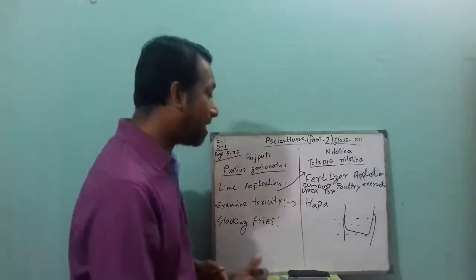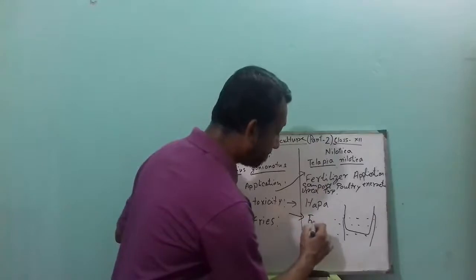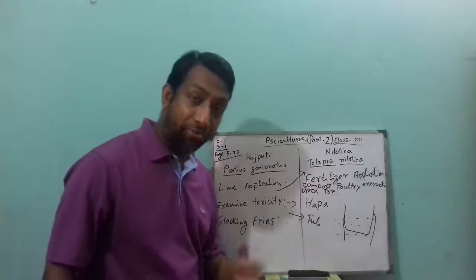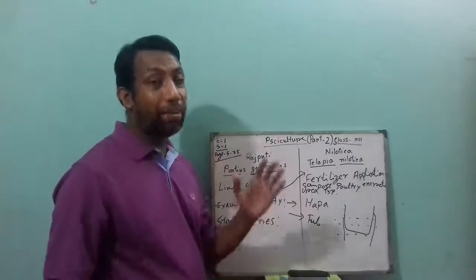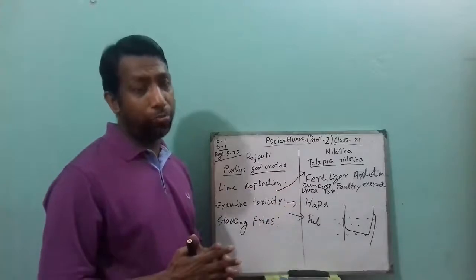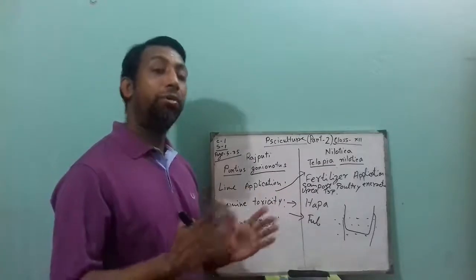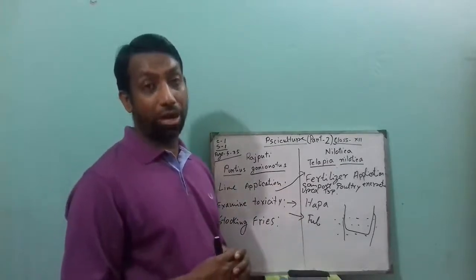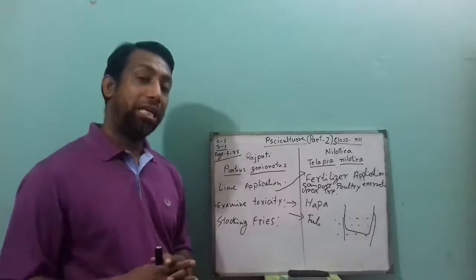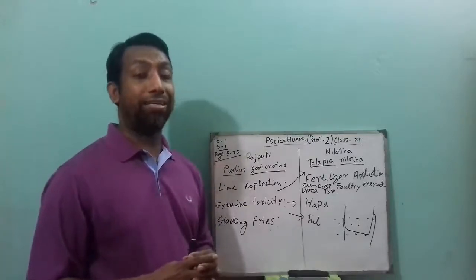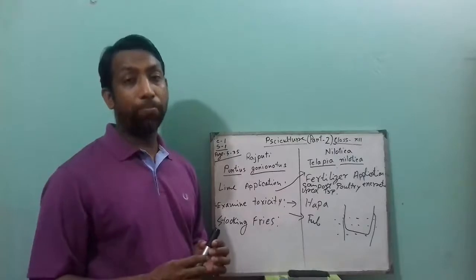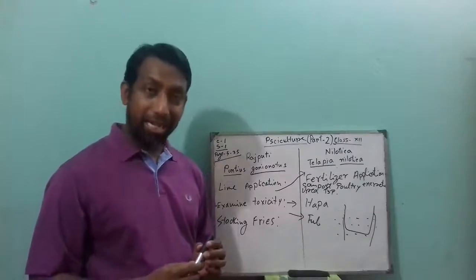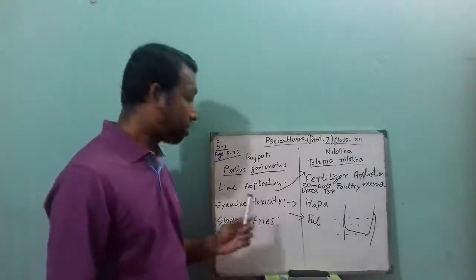Another method is to use a bucket or a tub. Take some water from the pond in the bucket, leave it at room temperature, and put some fries in that tub for about 24 hours. After 24 hours, if you observe that your fries are alive, that means the water is not toxic. This is the process by which you can understand that your pond water is not toxic.